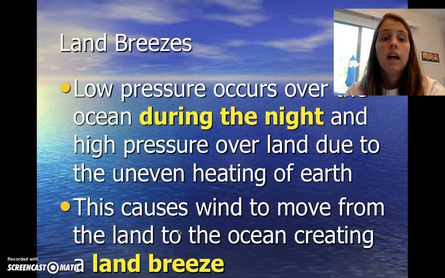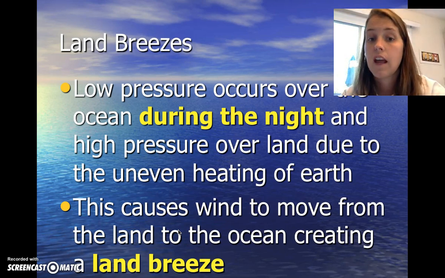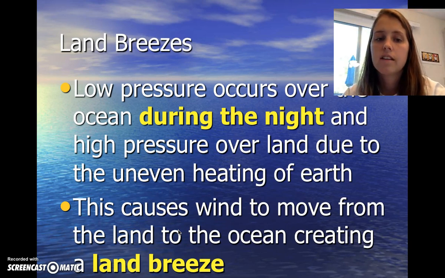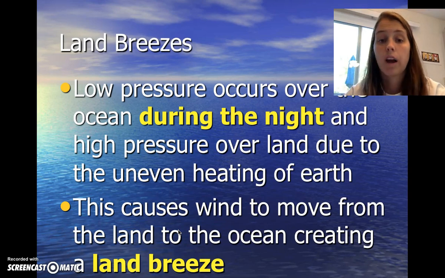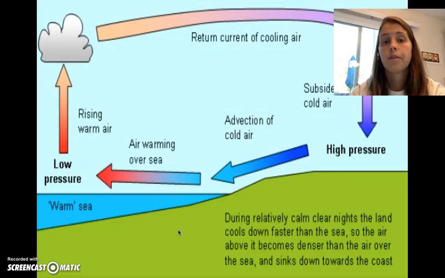Land breezes. So low pressure occurs over the ocean during the night. During the night, the water also maintains a lot more of its heat from the day, so it doesn't cool down or lose its heat very quickly. And so you get an area of low pressure over the ocean. And then the land, or the sand, or the beach, or the streets, or whatever, lose their heat very quickly at night, and so you get an area of high pressure or cold temperatures over the land due to the uneven heating. This causes winds to move from the land to the ocean, creating a land breeze.